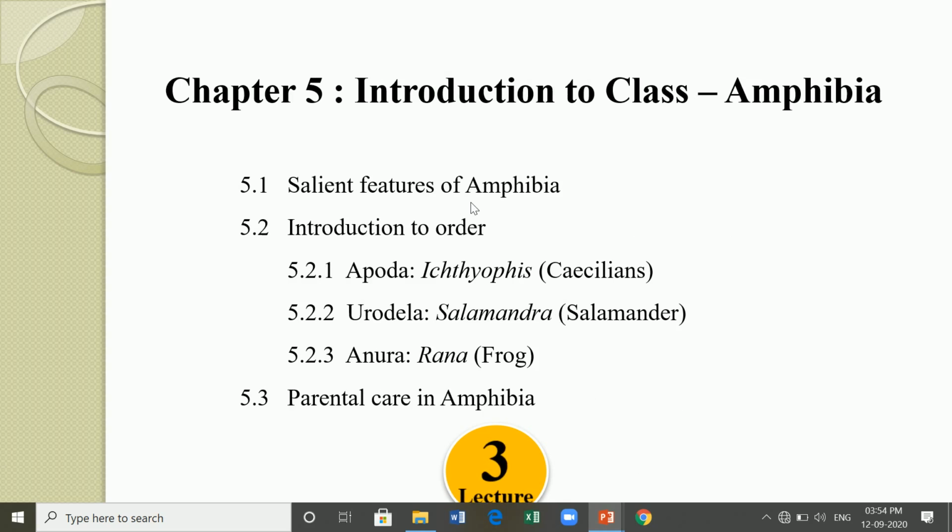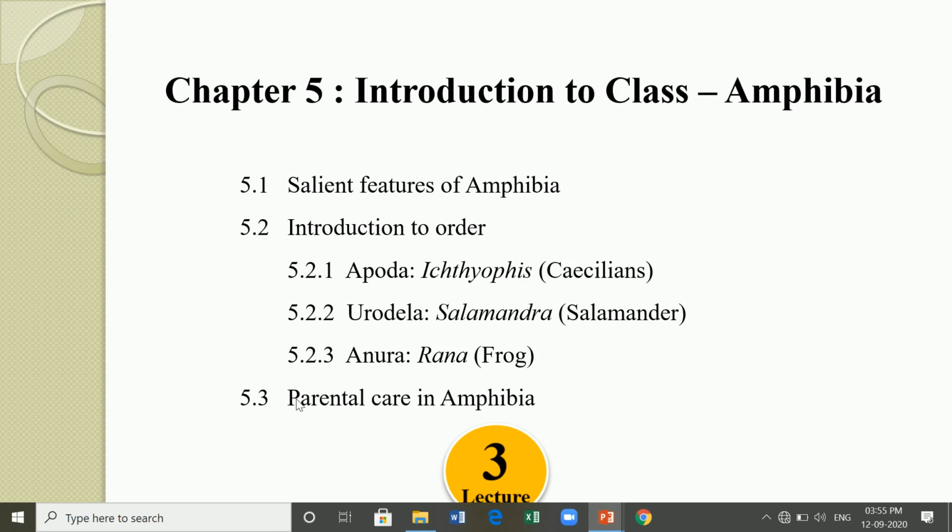The next chapter is introduction to the class Amphibia, starting with the first point, that is salient features of Amphibia. In the second point, 5.2, we are going to have an introduction to the various orders of Amphibia. In that we are going to learn the three orders with their characters. First is Apoda. The example of Apoda is Ichthyophis. Then the second order is Urodela. The example of Urodela is Salamander or Salamandra. And the third order is Anura. The example is Rana or the frog.